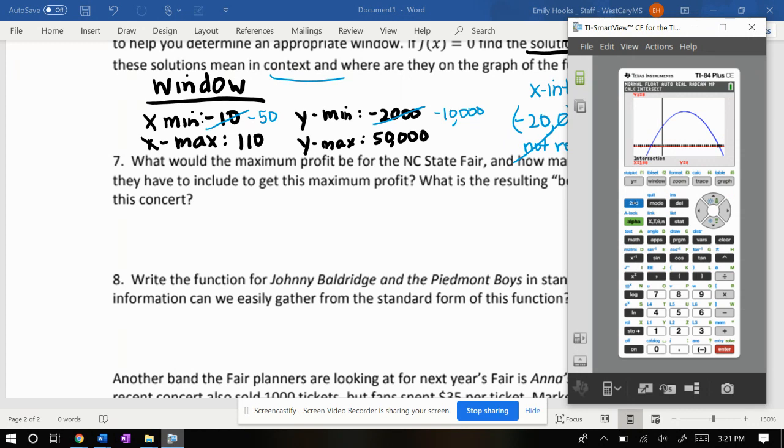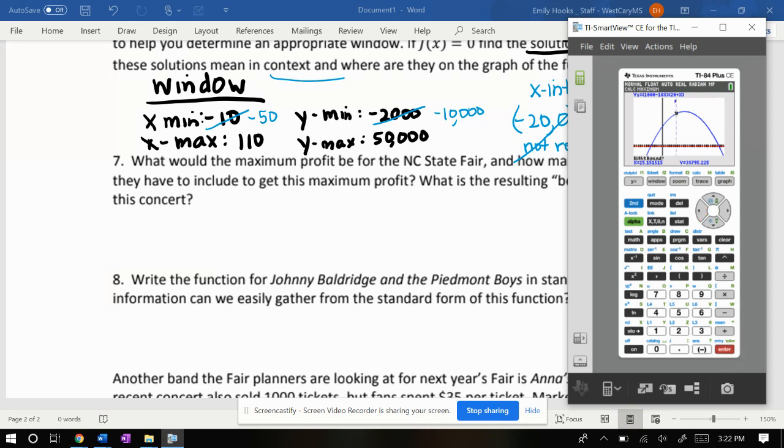So the easiest way to find the maximum is you press second, trace, you choose number 4, and then you're going to want your cursor to be on the left side of your maximum. So I'm on the right side currently, so I'm going to keep moving my cursor until it is on the left side, because it's saying I want left bound. So I just passed it, and now, okay, so left bound, press enter.